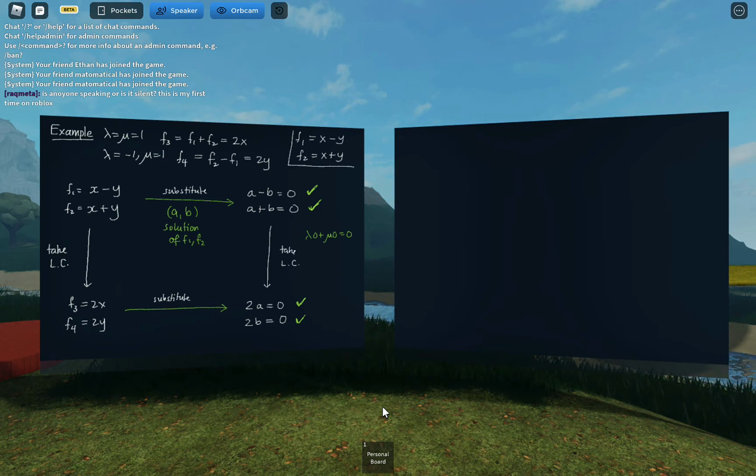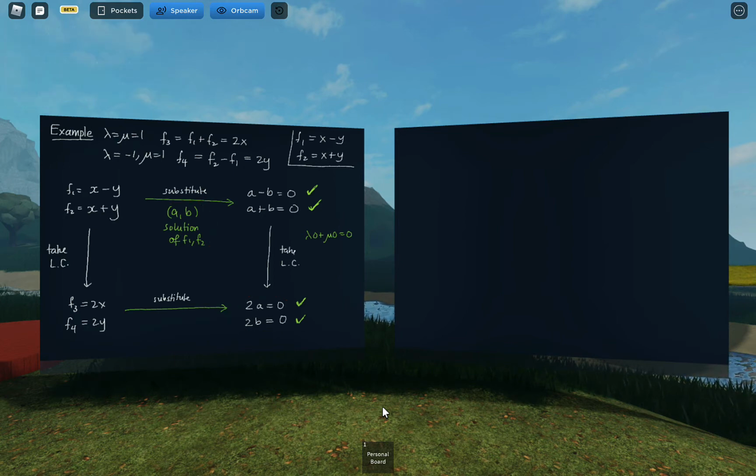But since I can go either way around this little diagram and get the same set of equations, that means that it's also true that taking the linear combination of the equations will result in some new equations, f3 and f4, in which if I make the substitutions I get true equations. So if (a, b) is a solution of f1, f2, it must also be a solution of f3, f4. Okay, so that's a little sketch of the proof of the following statement.